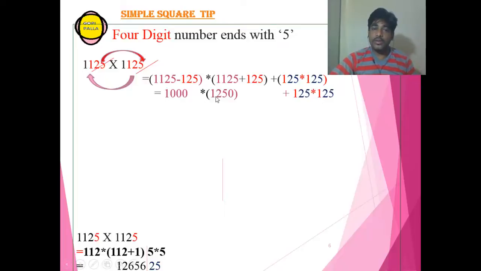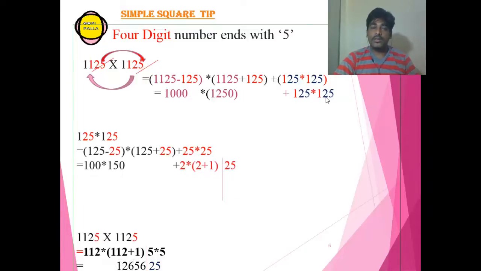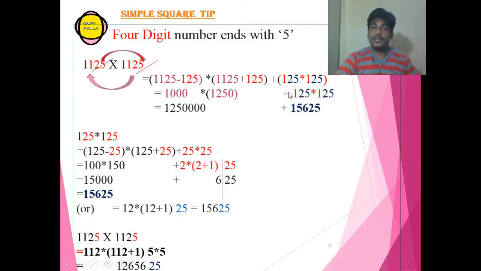So here, 1000 times 1250. Multiplication is easy here because 1250 has 3 zeros. Here we know how to do 125 by 125, using simplification you can do it like this: 15625, or 12 multiplied by 13 with 25 at the end. So that is also 15625. Either way you can do it. So the answer is 15625.